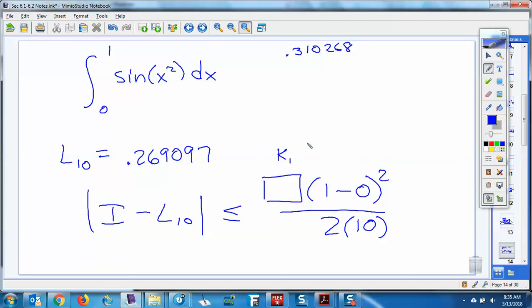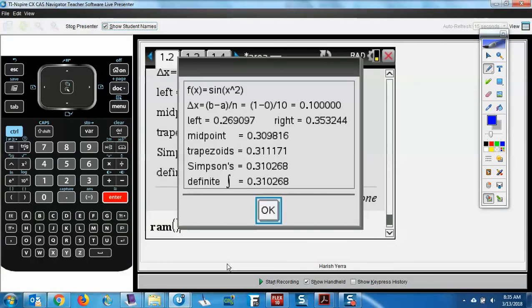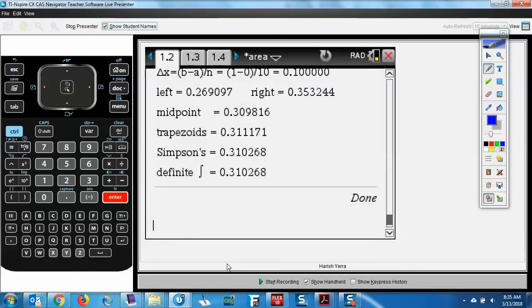So here's how we're going to do it. Remember, K1 is the max of f prime absolute value. So here's how you're going to do it. You're going to go to your calculator. So obviously the calculator will be important on the quiz. Okay, let's go to your calculator. Get out of the program there. Hit OK. Okay, let's go to a graph screen.